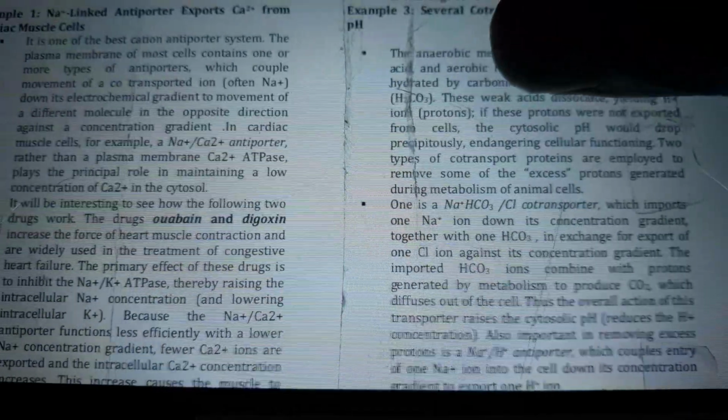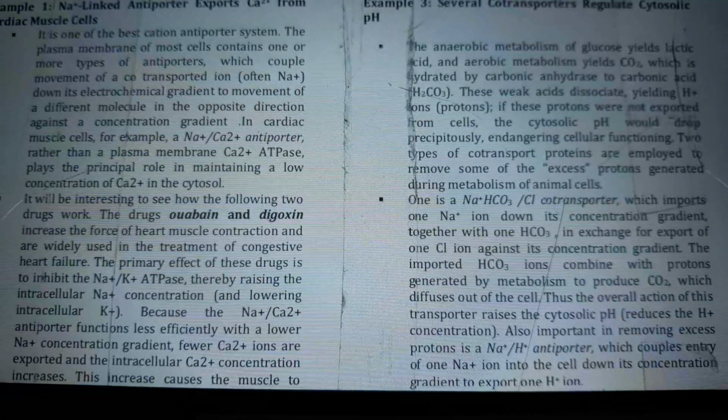For example, 1. Sodium-linked antiport exports calcium from cardiac muscles. It is one of the best cation antiporter systems. Antiporter system. The plasma membrane of most cells contains one or more types of antiporters which couple movement of a co-transported ion, often sodium, down its electrochemical gradient to the movement of a different molecule in the opposite direction against the concentration gradient.